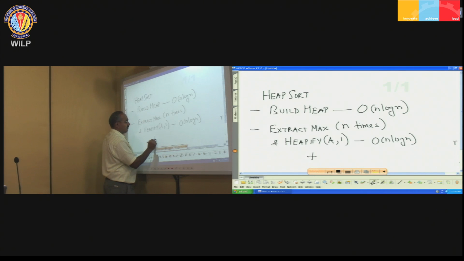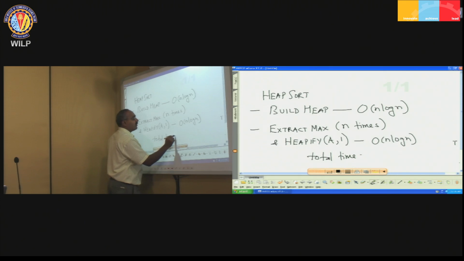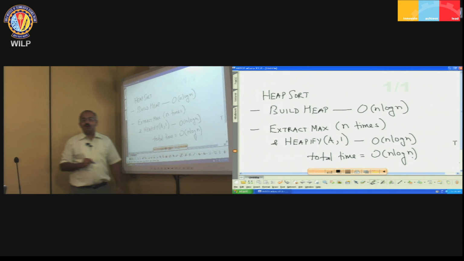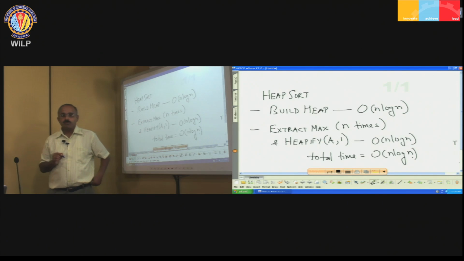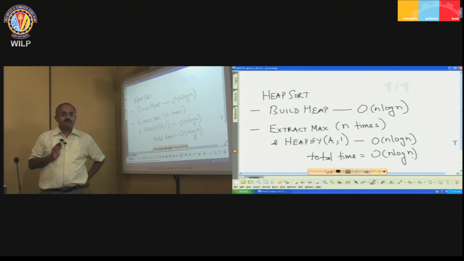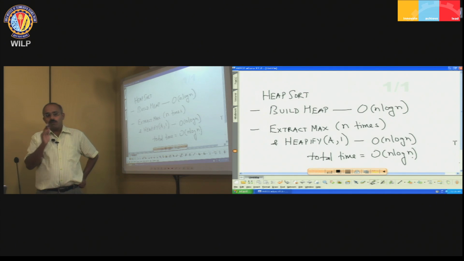Therefore, total time in the worst case is going to be order n log n. That precisely is the heap sort algorithm. The algorithm is simple to remember.